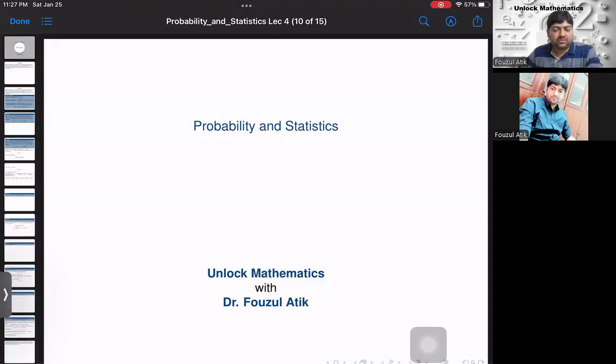In today's lecture, we are going to define what is probability. Then we will discuss a few properties of probability and a few examples we are going to solve.